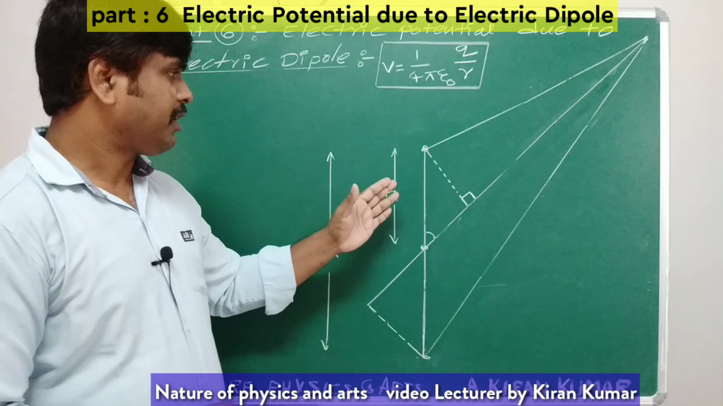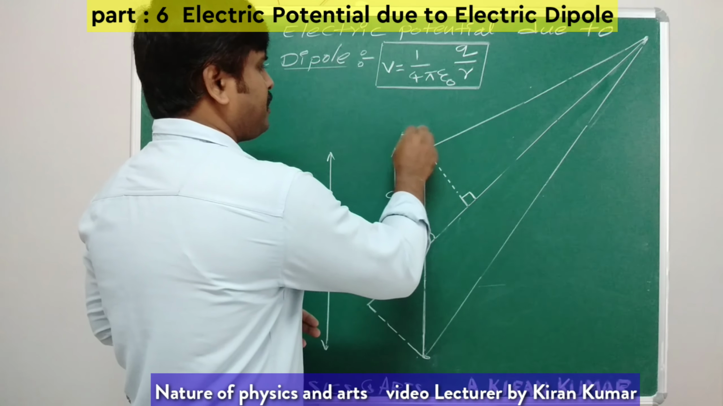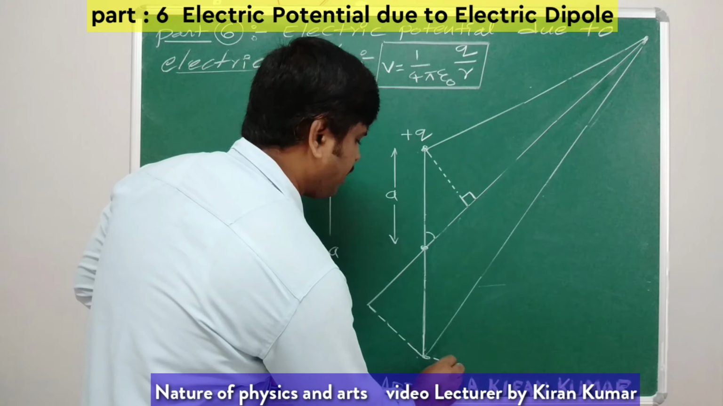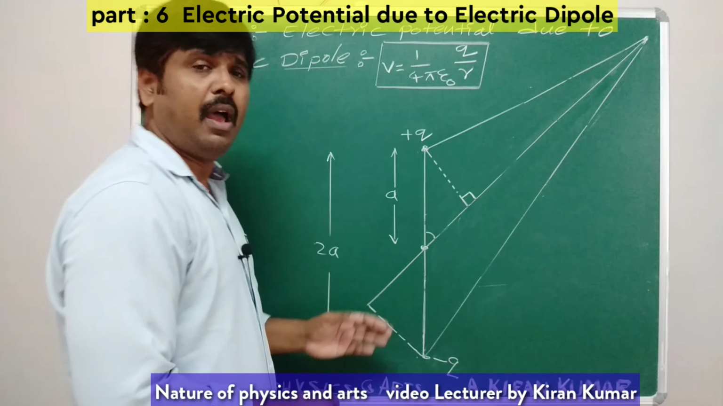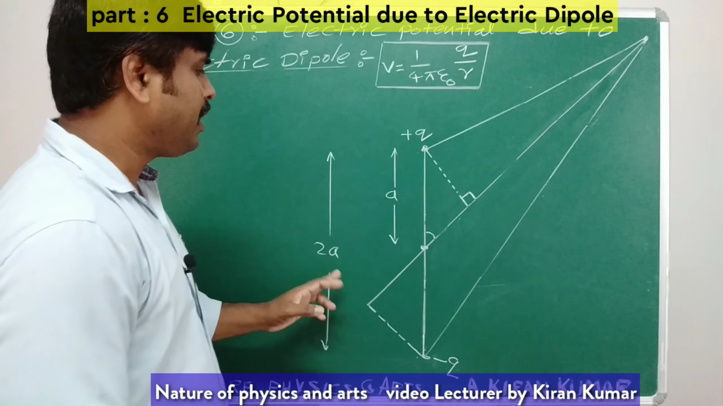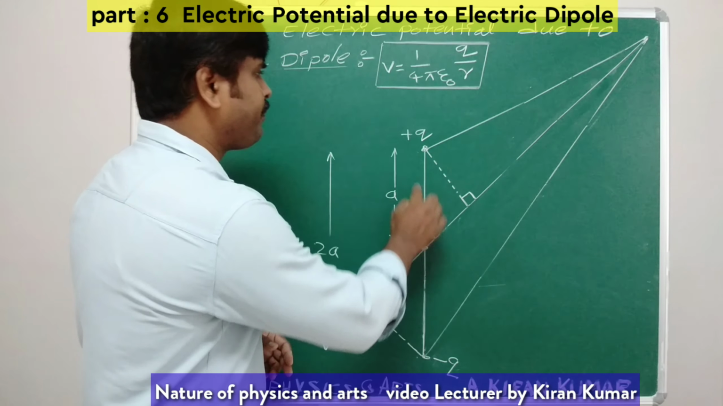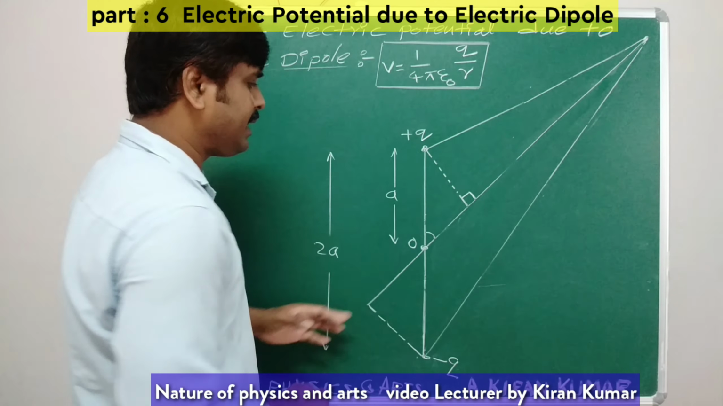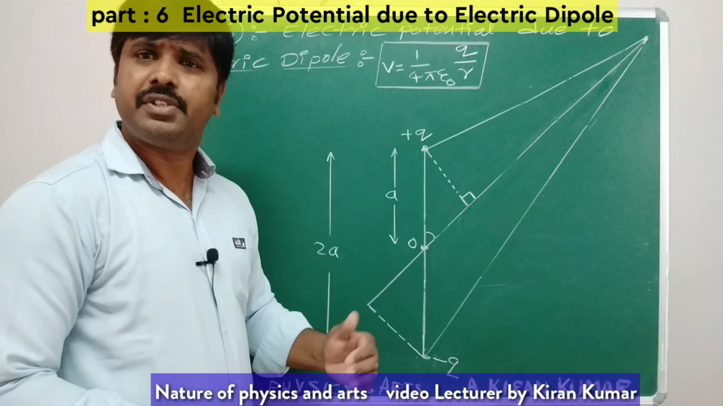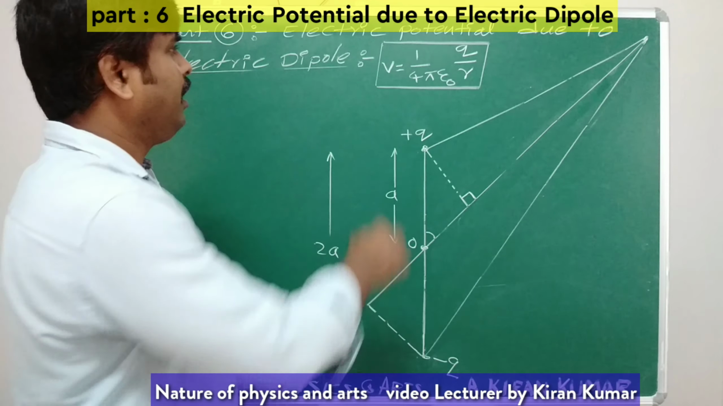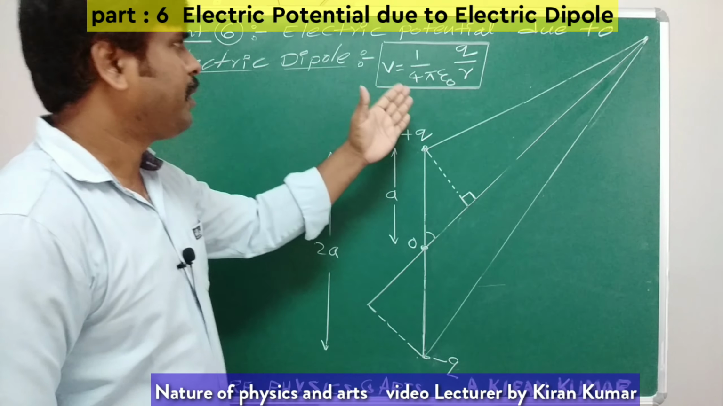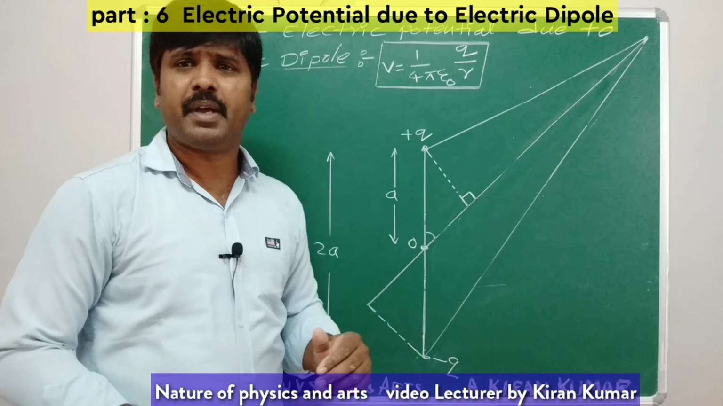This is the electric dipole. This is the positive charge and this is the negative charge of the electric dipole, and the length of the dipole is 2a. From the center to the positive charge the distance is a, and from the center to the negative charge the distance is also a. V is the potential, with the formula 1 by 4 pi epsilon naught Q divided by R.